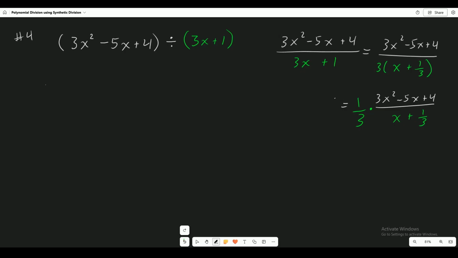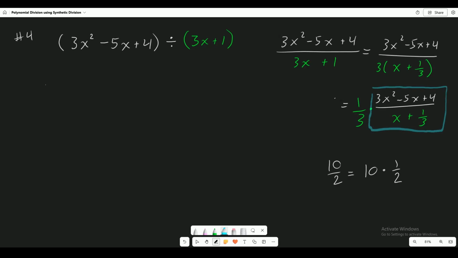Dividing by a whole number is the same thing as multiplying by a fraction. Here's a little example to illustrate it. If I take 10 divided by 2, that's the same thing as saying 10 times a half. So instead of dividing by 3, I'm going to multiply by 1/3. Now I'm going to focus purely on this piece right here. Which means that whatever my answer is, at the end step, I have to multiply by 1/3. Okay? So I'm going to use whatever I have in the blue box for now.